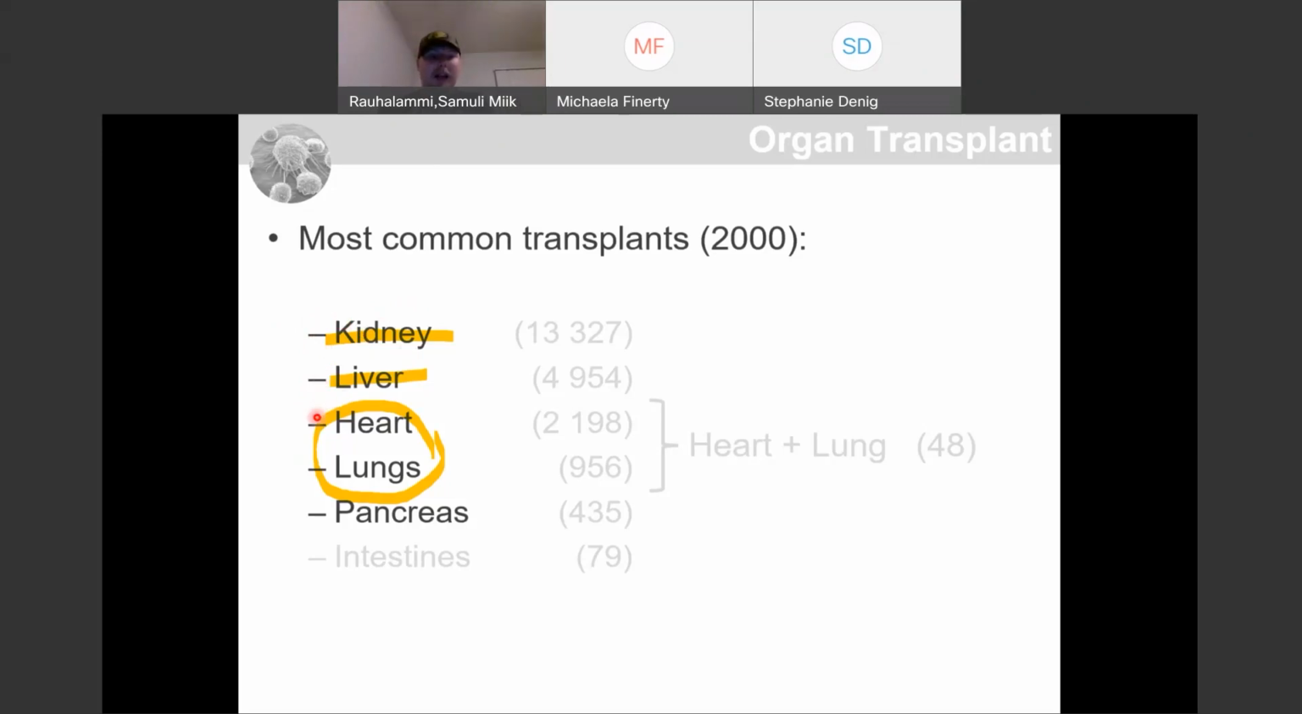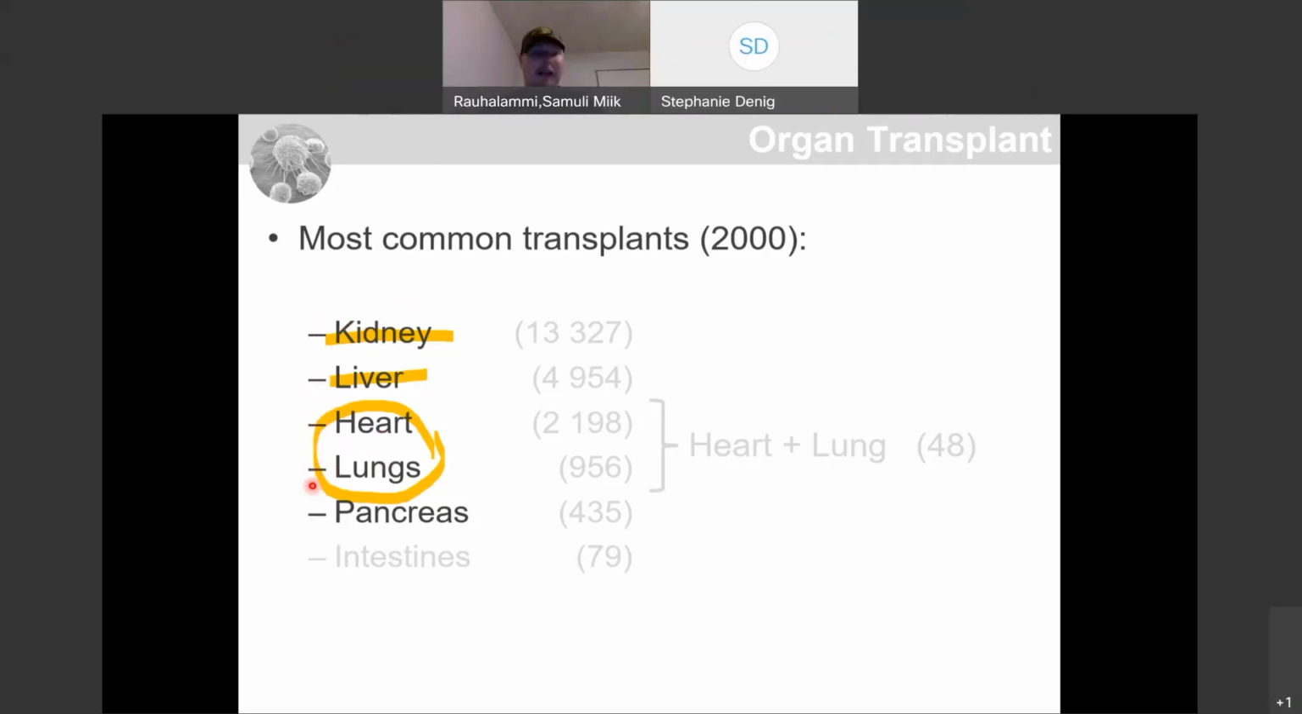However, hearts and lungs are certainly much harder to come by, but it kind of is that you can't live without a heart or a lung. You kind of need to have those. So that's why they take places 3 and 4 on the organ transplant list, because you really just need those. So I hope that makes sense, why we see certain ones more common than others.